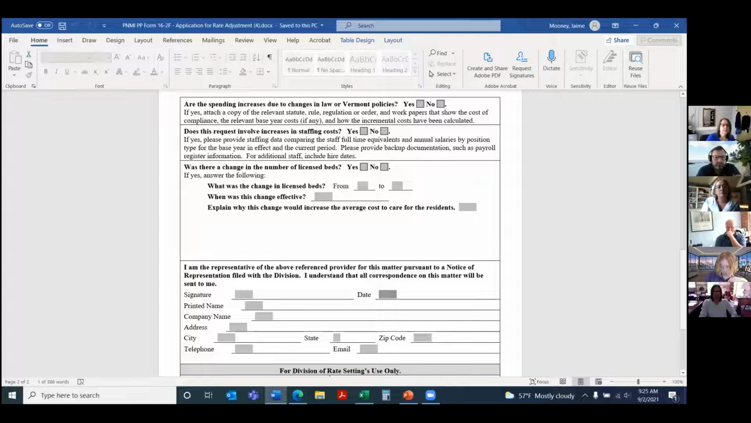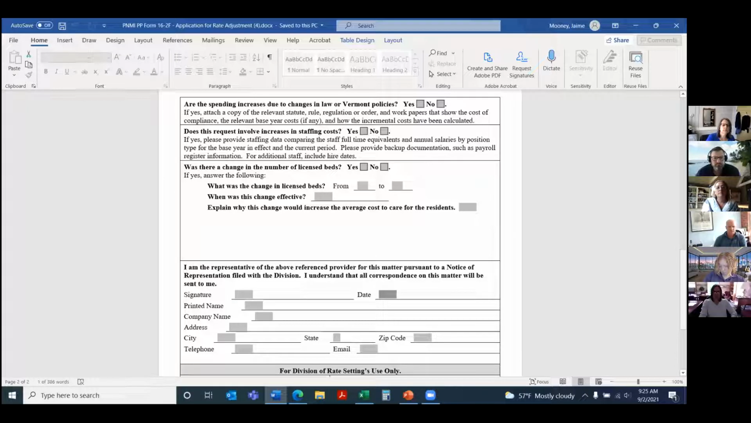Then we ask, does this request involve increasing in staffing costs? And again, if this is a yes, we ask that you provide staffing data comparing the staff full-time equivalents and annual salaries by position type for the base year in effect in the current period. And also this includes additional staff. We ask for the hire dates and then any backup documentation such as payroll register information.